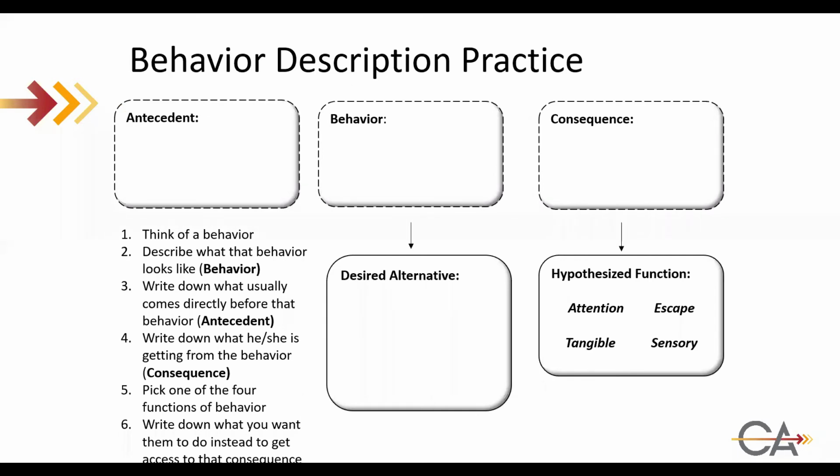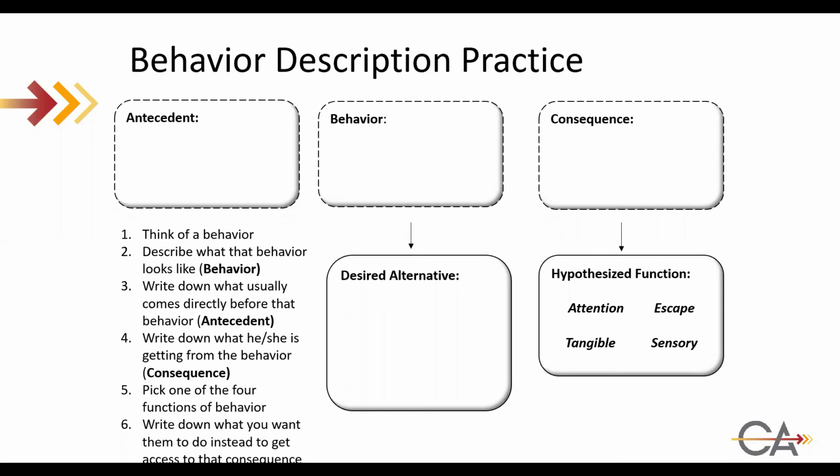In this one, we're going to think of a behavior, or if you're around someone, you can observe a behavior. And we want to describe what that behavior looks like. For this, there's not very much room, so we can just use a very simple definition. We just want to make sure it's observable. And we're going to write down what directly comes before that behavior. So when we're observing that behavior, what in the environment came right before it.